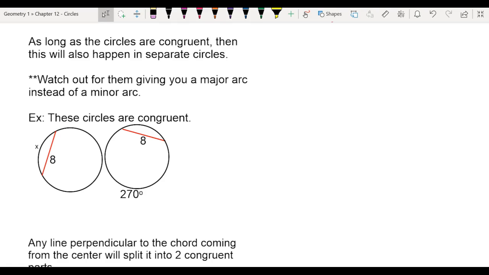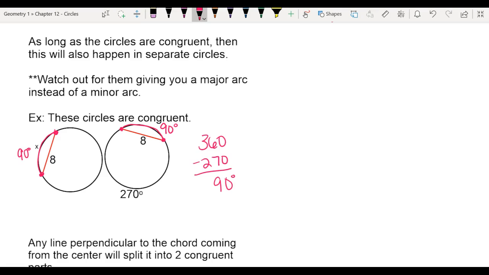One thing you need to be careful of is sometimes they'll give you the major arc, but it wants you to find the minor arc associated with it in the other picture. So what would you do to find this arc so you can find the matching one from this picture? From what? 360. There's 360 degrees in a circle. So you would do 360 minus 270 to get 90 degrees as the measure of this arc. And then so this angle is also 90 degrees.